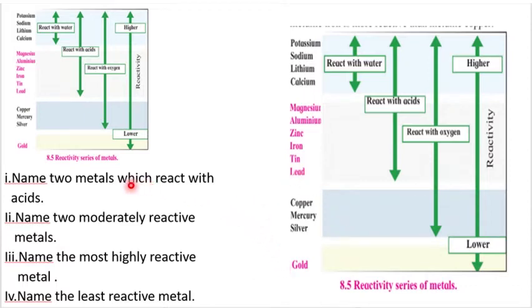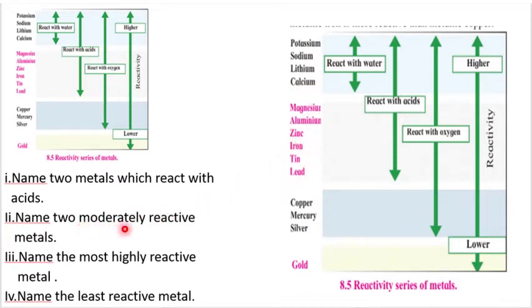Let us move to our questions. Name the two metals which react with the acid. Here are the metals which react with the acid. So from these metals you can write down any two, like calcium and zinc.